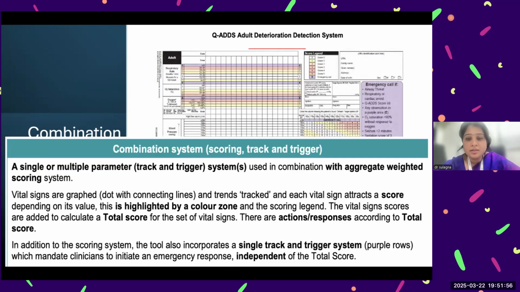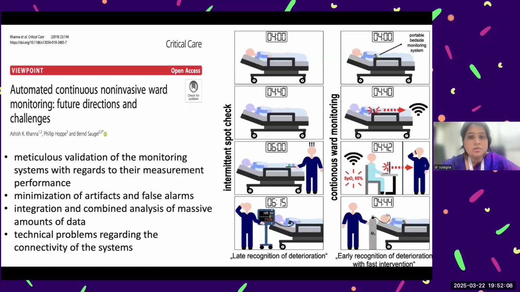So here, as we said, the total score is set for the vital signs, and a single track and trigger system also allows intervention independent of the total score. So coming to the latest innovations in vital sign monitoring is automated continuous non-invasive ward monitoring.